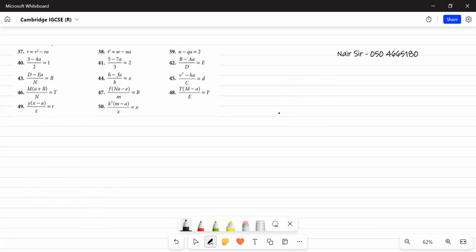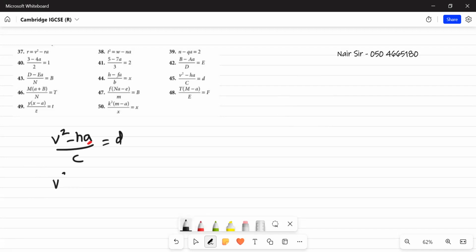Okay, we'll do the 45th one. V square minus HA upon C is equal to D. What am I solving for? I'm solving for this A. So what do I do?